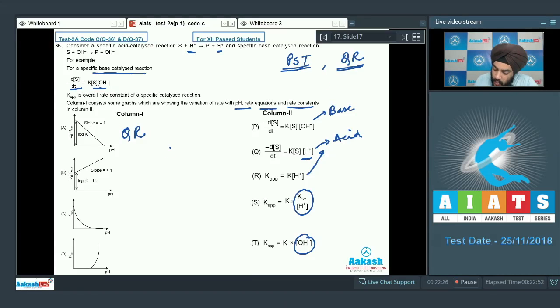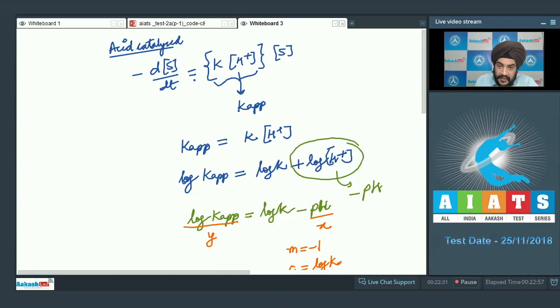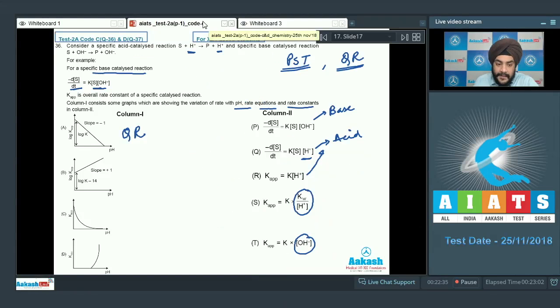Similarly, if we do similar calculations as we had done in the acid catalyzed reaction for the base catalyzed reaction, we can find out that the graph given in option B will correspond to the base catalyzed reaction. So students, the option B will be matched with P, S and T. So we had already seen that P, S and T all talk about the base catalyzed reaction simultaneously. Let us look at option C now. For option C and option D, it is quite easy.